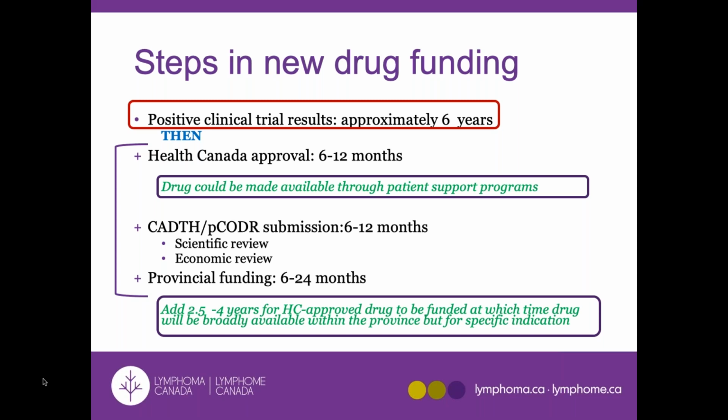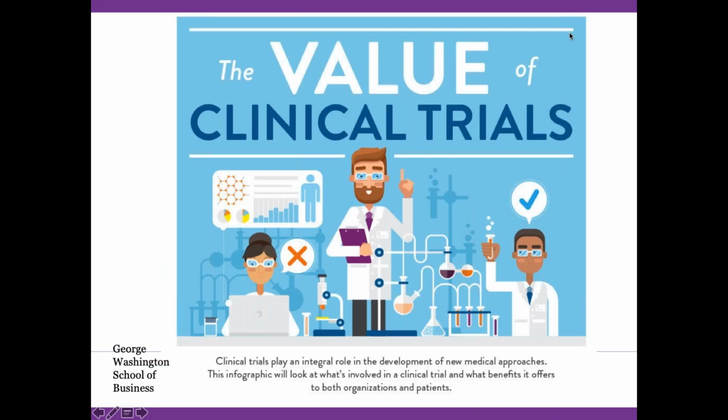Each province makes its own decisions on whether they are going to fund that new drug, and that process itself takes at least a half year, and can take up to a couple of years. So you can see, even after a drug is approved by Health Canada, there's another 2.5 to 4 years for that drug to become funded by one of the provinces, at which time the drug will be broadly available within the province for the specific indication that it has been developed, or that it has been approved.